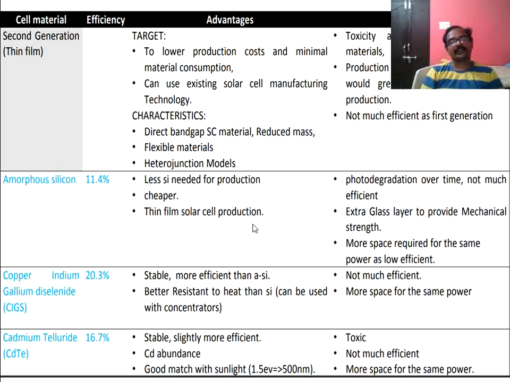Cadmium telluride: the highest reported efficiency so far is 16.7%. The advantages are that it is stable and slightly more efficient compared to amorphous silicon. Cadmium is a very abundant element, so we can make cadmium telluride solar cells at less cost. It is a good match with sunlight. What are the other things? Cadmium is a dangerous, toxic element. It is also not very efficient, so more space is required for the same power. That is all about the second generation solar cells.